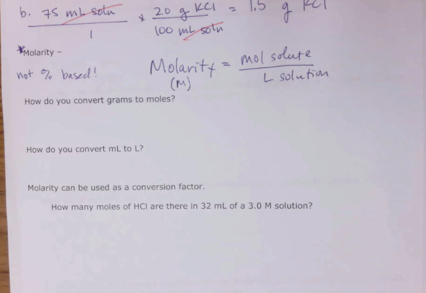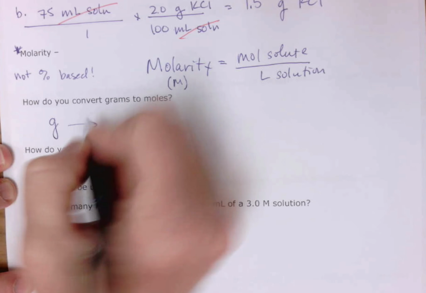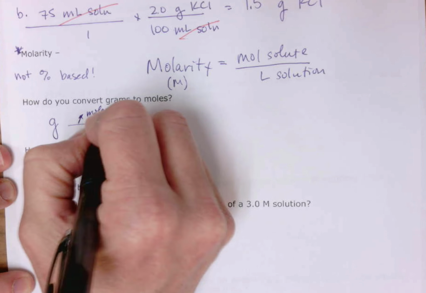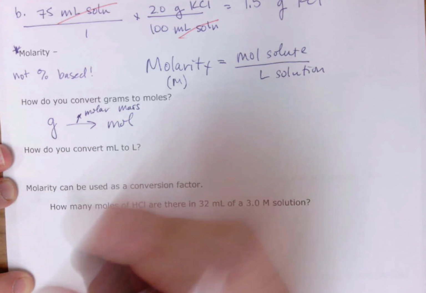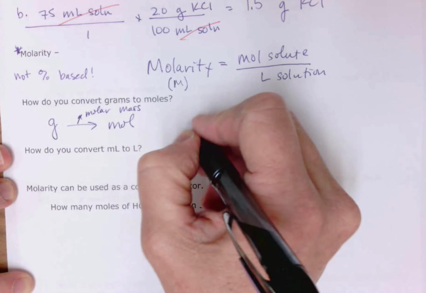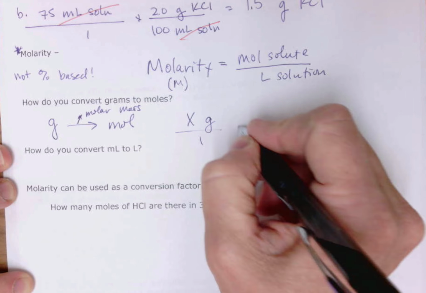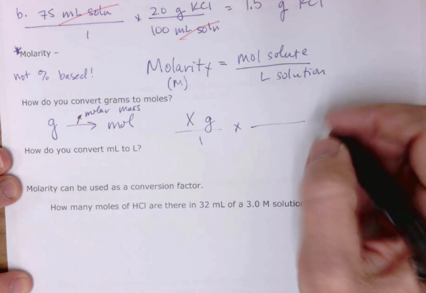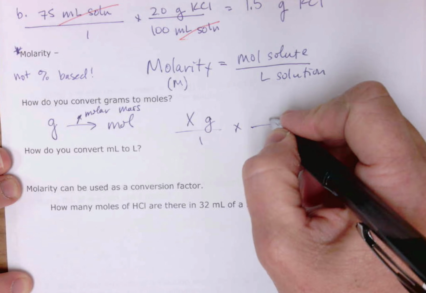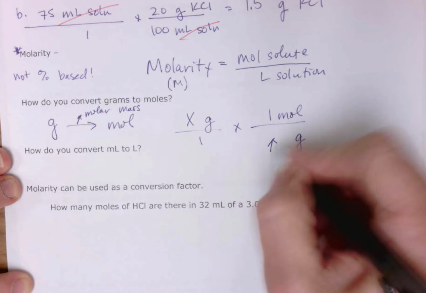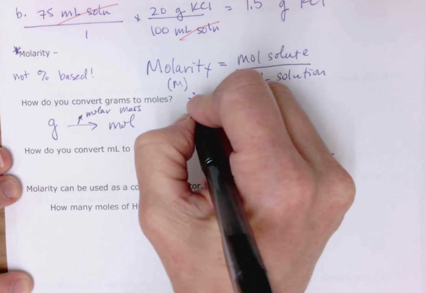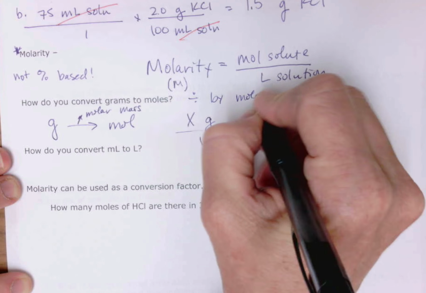One of the things that you need to remember is how to convert grams to moles. This conversion can be carried out using the molar mass. So you have so many grams of something. Let's say we have X grams of something over 1. We're going to convert it to moles by dividing by the molar mass.